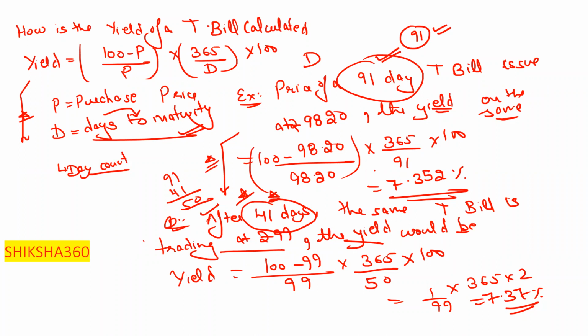So 41 days have already gone, and we have a treasury bill of 91 days. So 91 minus 41 days, how many days are left? That is 50 days. So 365 upon 50 into 100. On calculation, we will get 7.37%.